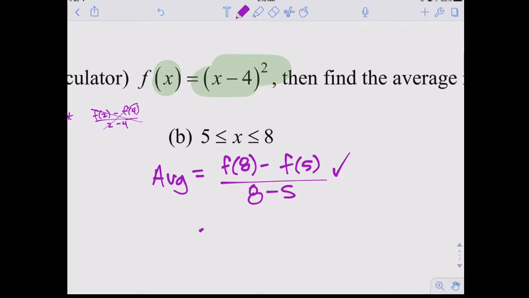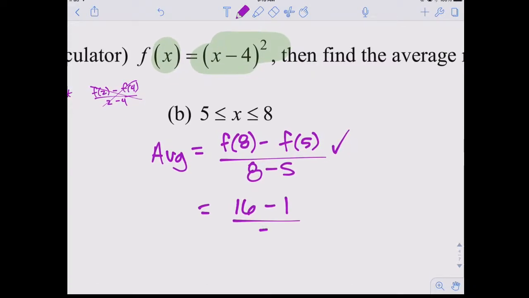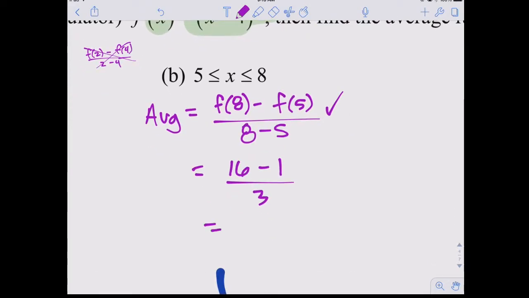Now, to evaluate the numerator, I've got to figure out what is f of 8 and what is f of 5. I'll plug into my function, right? 8 minus 4 squared is 16. 5 minus 4 squared is 1. All over 8 minus 5, which is 3. So our final answer is 16 thirds, or if you simplify that, 15 thirds. Thank you. Careless mistake. Which is what if it simplifies? That's a lot better. 5.